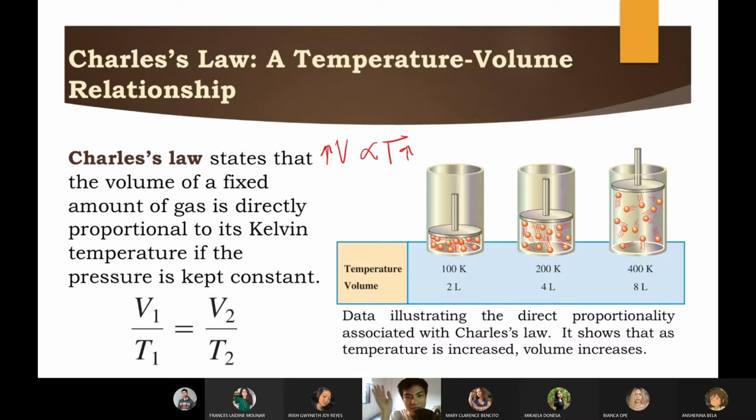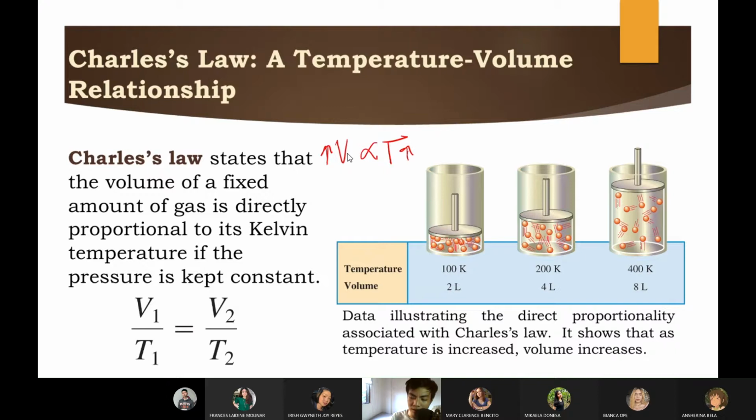Di ba kapag tumataas yung energy, nag-expand yung gases. Pag tumataas yung heat, nag-expand sila. However, pag pinalamig mo naman sila, bumabagal sila. So, as a result, since mabagal na yung mga particles natin, hindi na siya mag-expand. Magko-contract sila. Okay? So, kumbaga parang giniginaw din yung particles kapag malamig. So, that's why the volume decreases. Okay? So, this is the proportionality.